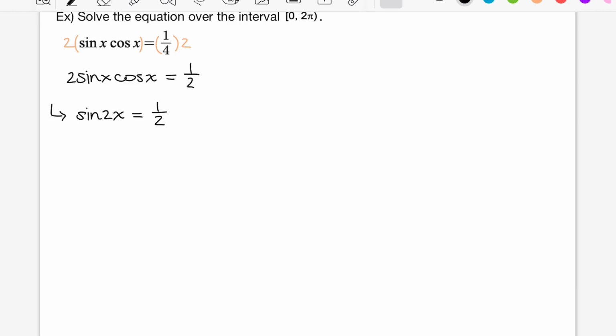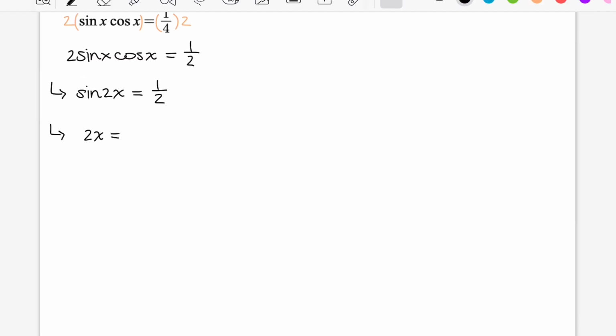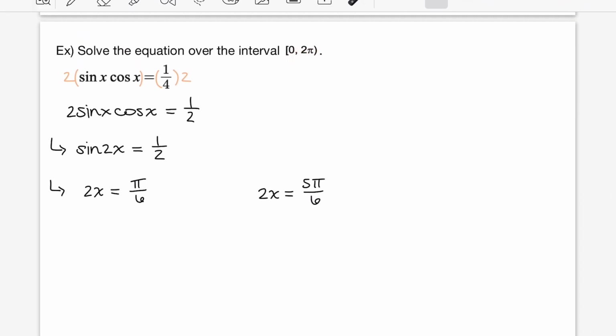This tells us for sine of 2x to be equal to 1/2, this angle 2x must be equal to, going back to our unit circle, pi over 6 and 5 pi over 6. Sine here is 1/2. So 2x is going to be equal to pi over 6, and 2x must be equal to 5 pi over 6. Now something to note here, that if we were trying to find all solutions, not just over our interval from 0 to 2 pi here, this would be pi over 6 plus multiples of 2 pi, which we would denote with 2 pi n, where n is any integer.